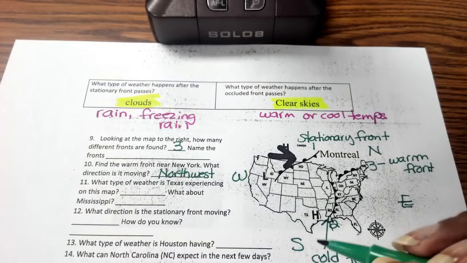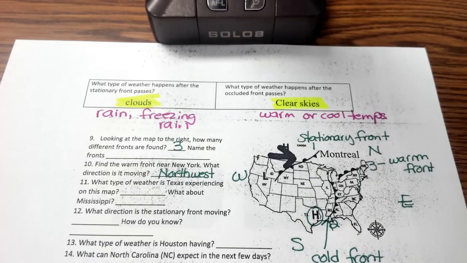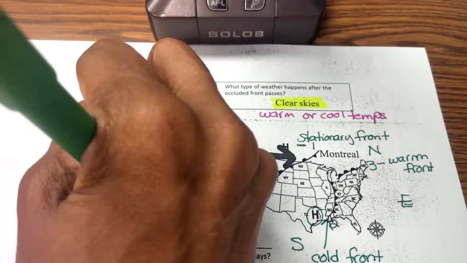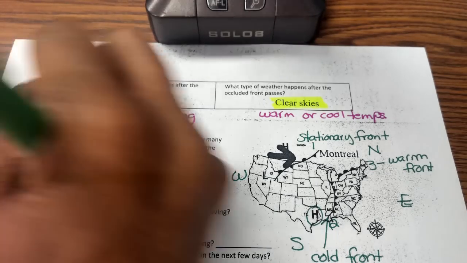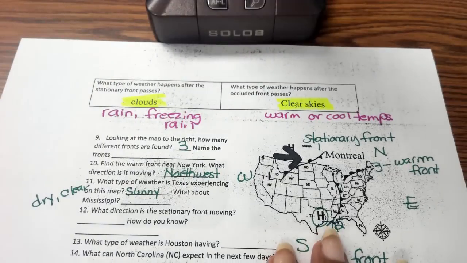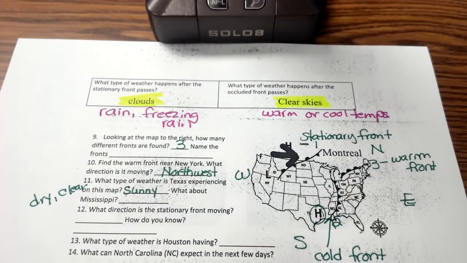What type of weather is Texas experiencing? Well, there's a high pressure system here in Texas, so it's going to be sunny and clear, and also dry. Just remember, high pressure brings happy weather. So it's going to be clear, sunny, and dry.